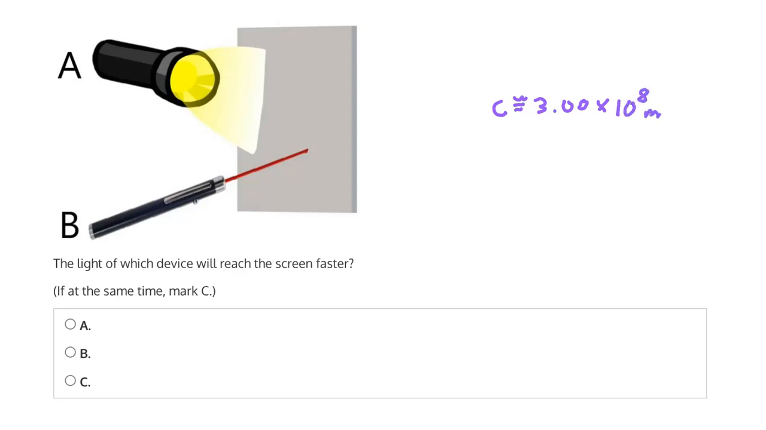Now, this is the speed of light in a vacuum, and the speed of light will change in different mediums. But in this situation, they're not changing mediums. We're in one medium, so we have the same speed of light. So while their energy might be different, and there might be multiple directions versus a single direction, the light will travel at the same speed, and therefore reach the screen at the same time. And therefore the correct answer is C.